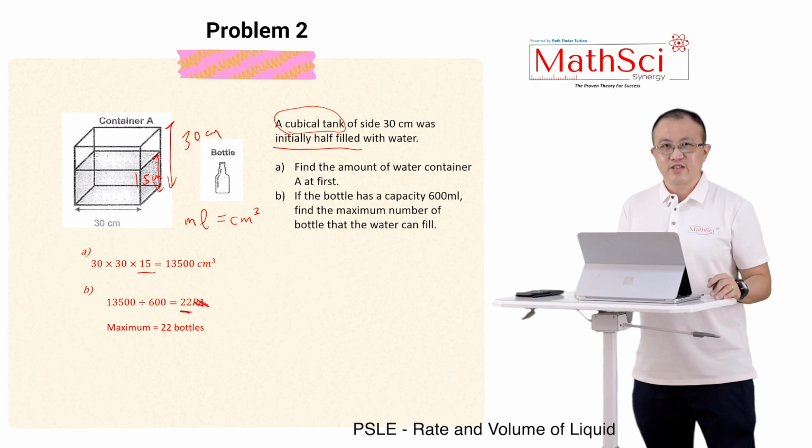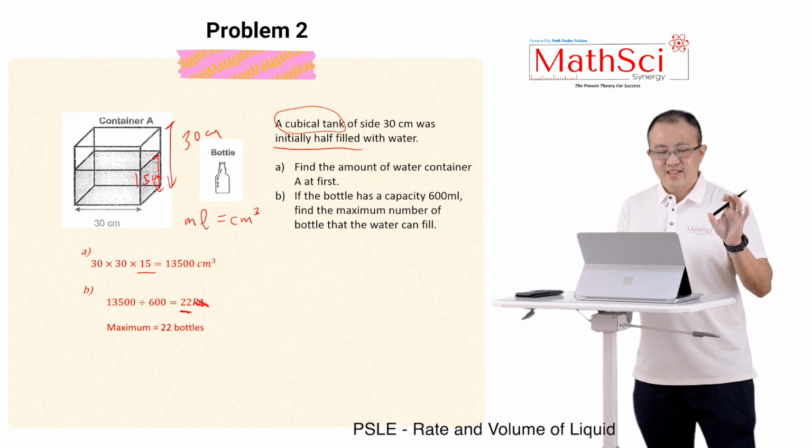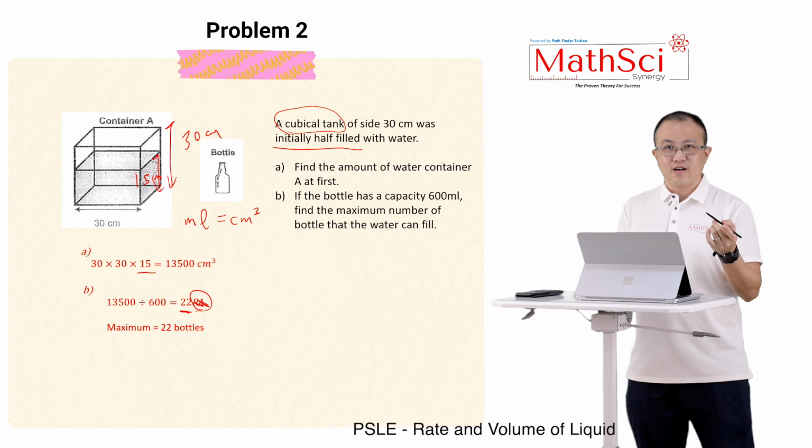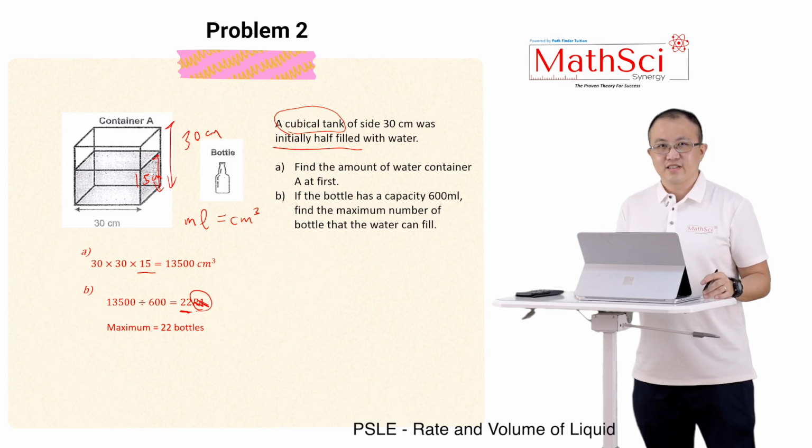Okay, if you cannot finish dividing, take the whole number part only. Then this is the maximum number of bottles that you can fill. But this remainder 1 is really just to tell you that, oh okay, I cannot finish filling all the bottles. Okay, this is the meaning.